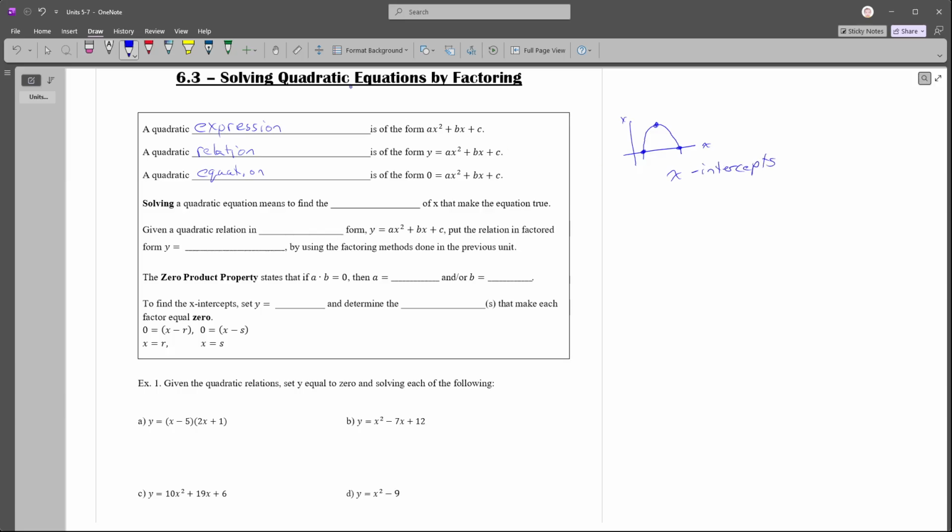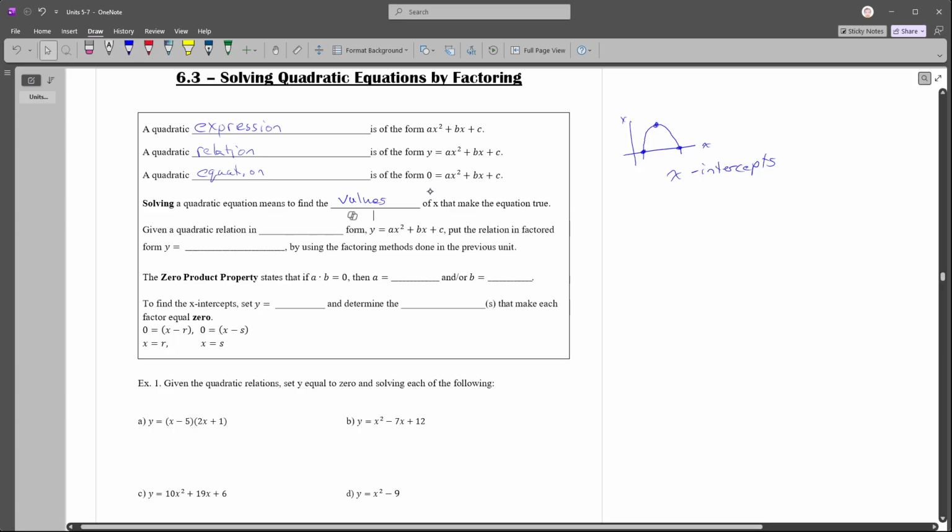So that's what it means to solve a quadratic equation. It means to find the values of x when y is exactly equal to 0. It means we're trying to find the x-intercepts. So solving a quadratic equation means to find the values of x that make the equation true. So what values of x will make the right side exactly equal to 0? Make the left side exactly equal to 0 and the right side, I guess.